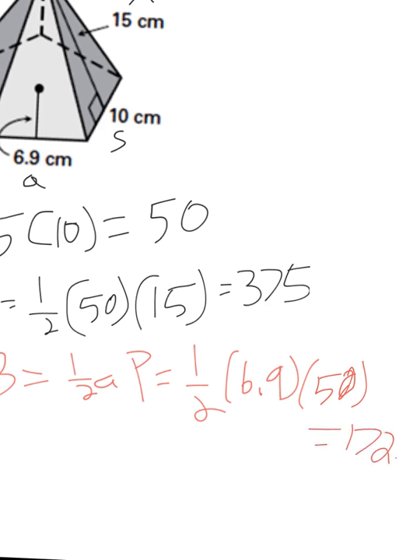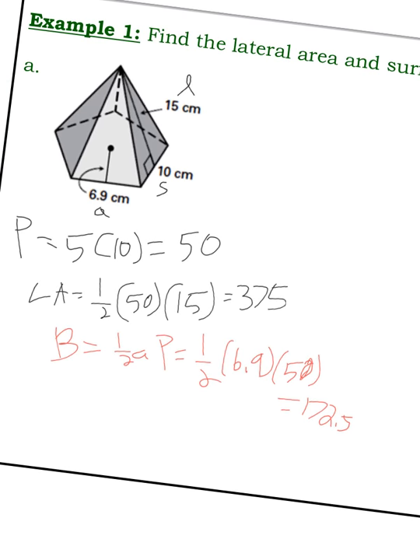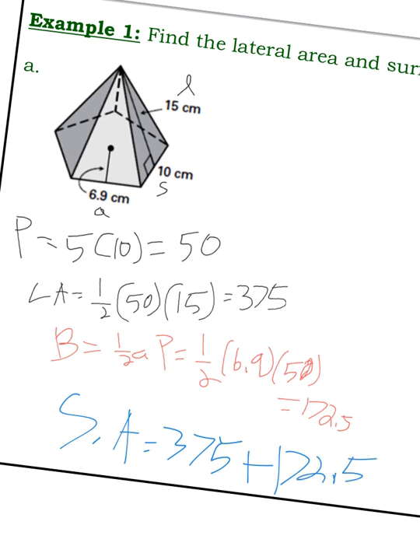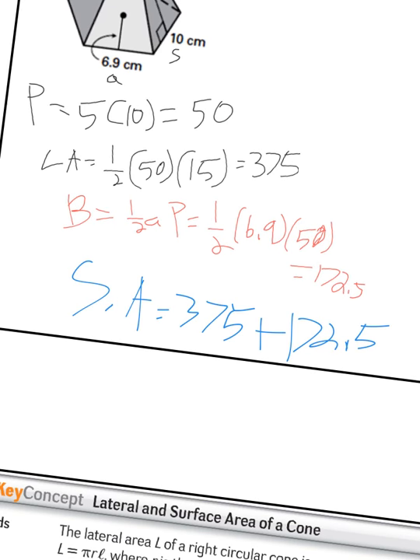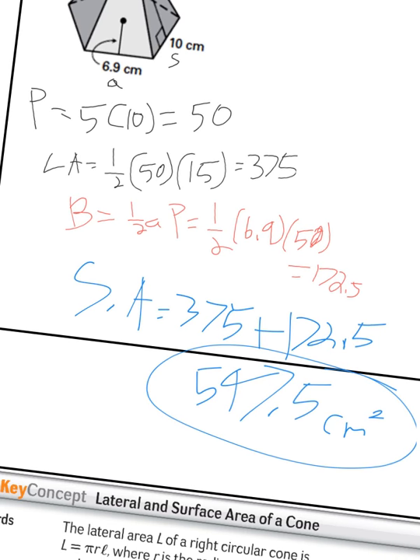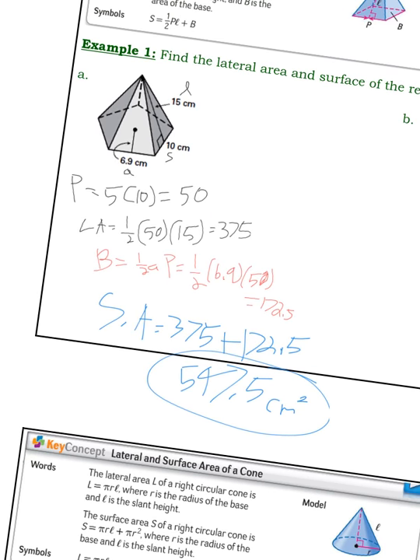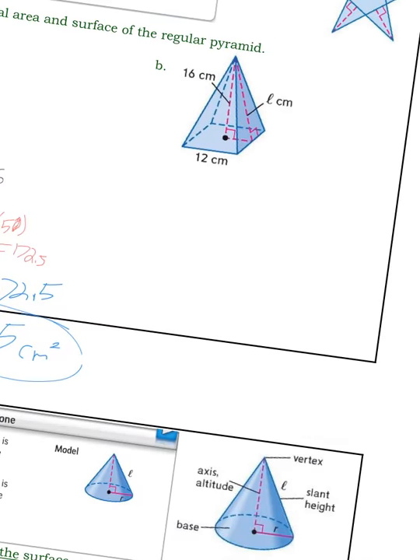Okay, so that's my area of the base. So my surface area is just going to be 375 plus that 172.5 number. And you get a surface area of 547.5 centimeters squared. Okay, so that wraps it up on that example. Let's move on to B.